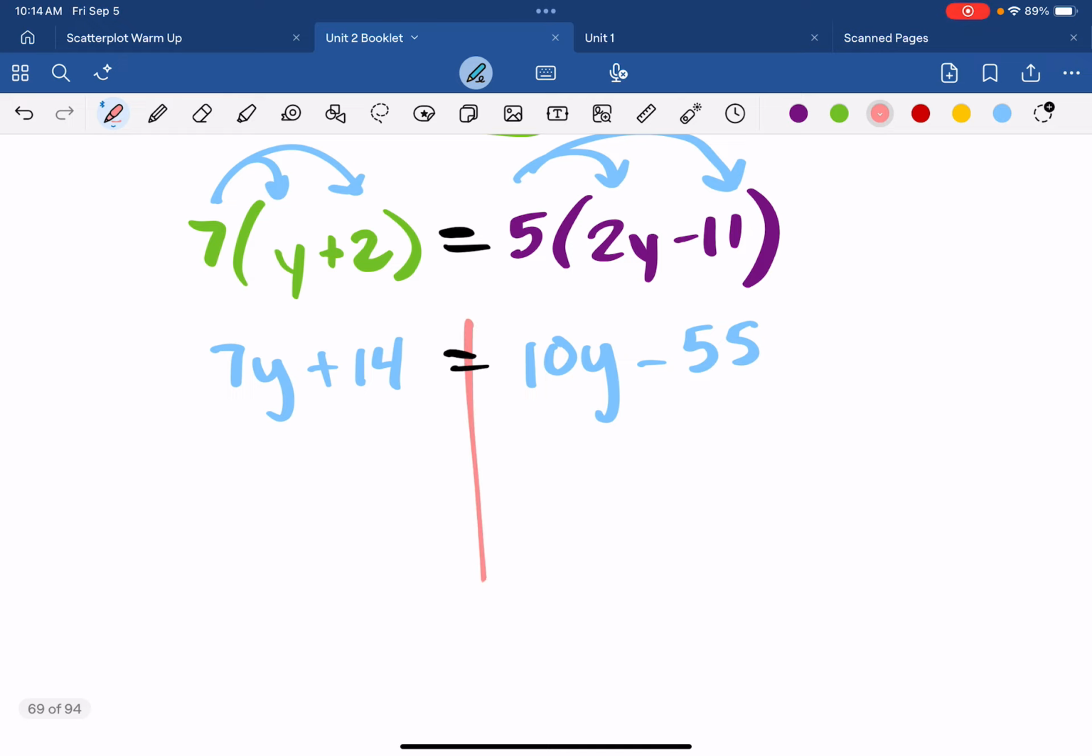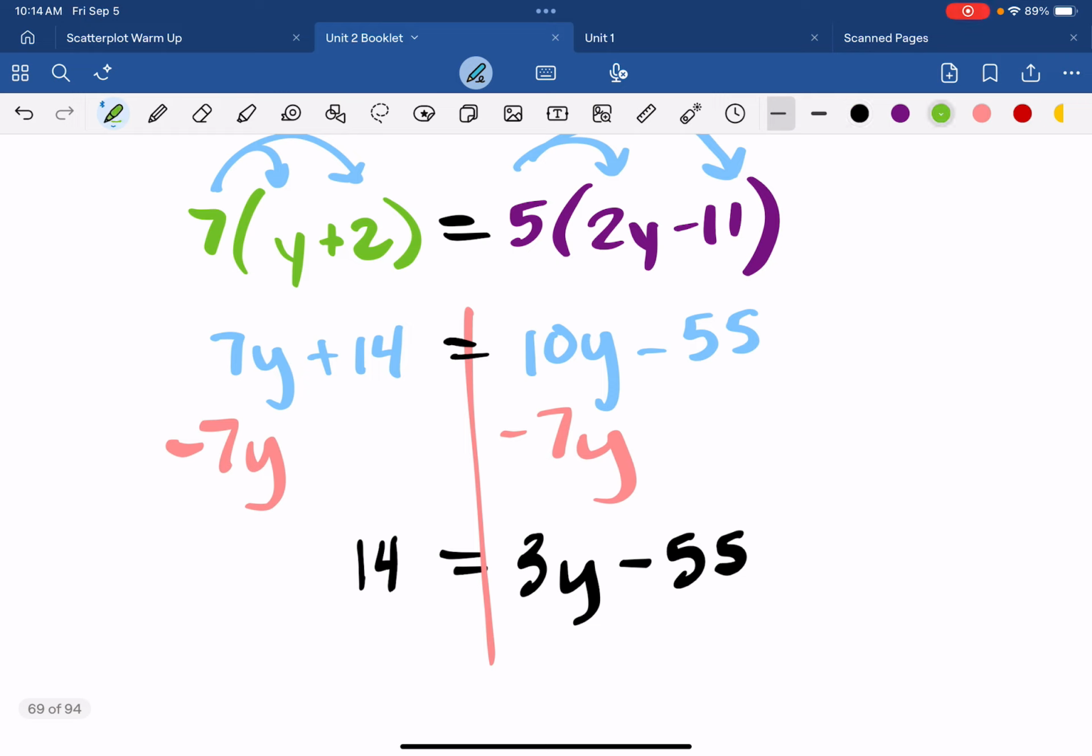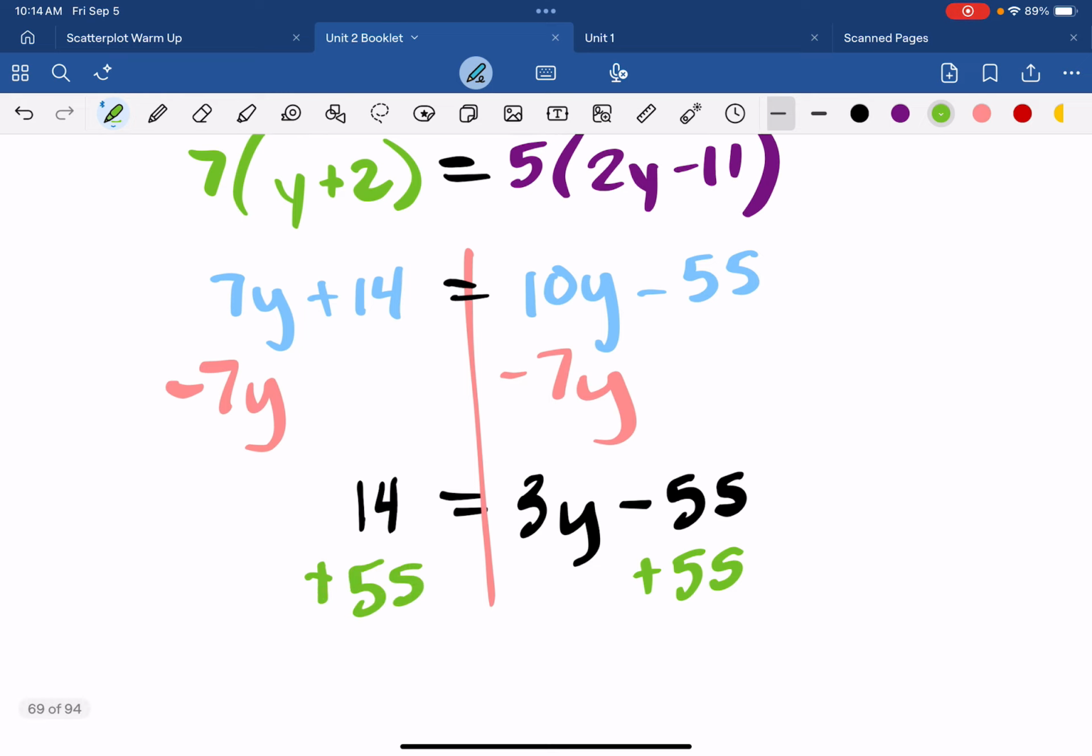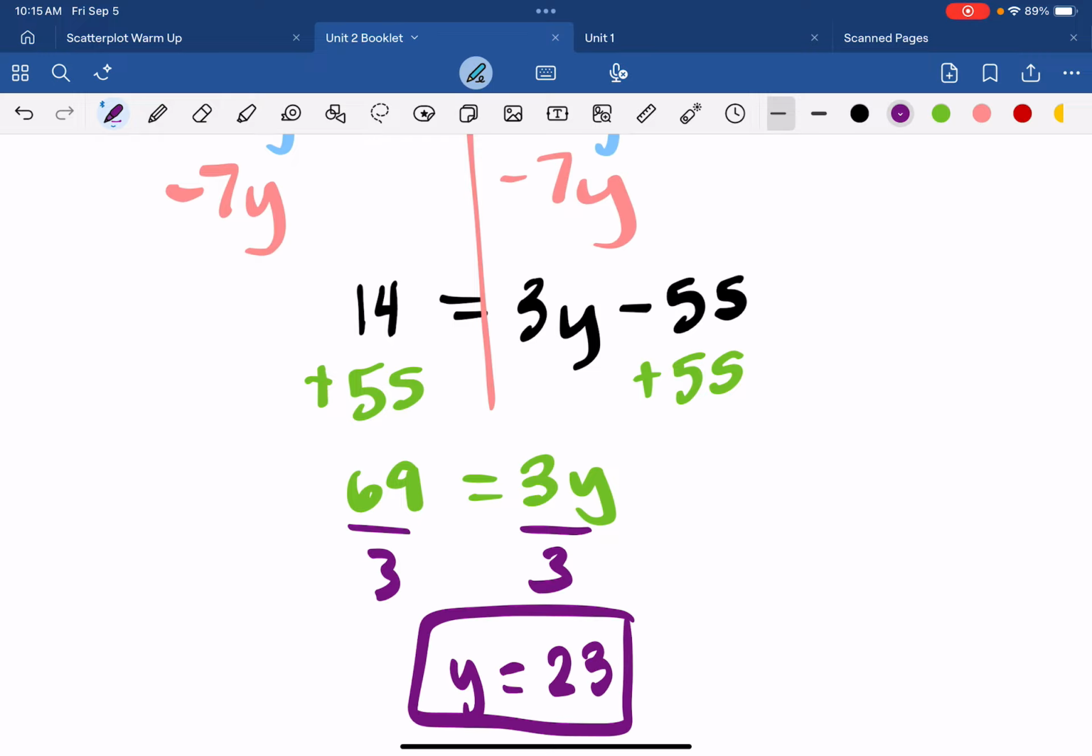Now I'm ready to keep solving. I'm going to move my y's to the same side. 7y is less, so I'm going to move it to be with the 10y. So I have 14 equals 3y minus 55. Let's keep going from here. I'm going to add 55 to both sides because I'm trying to get y by itself. 14 plus 55 gives me 69 equals 3y. And then I'll divide by 3 and get y equals 23. Okay.